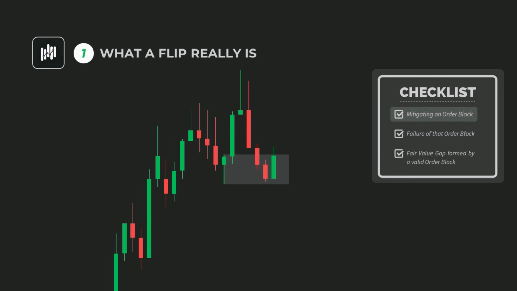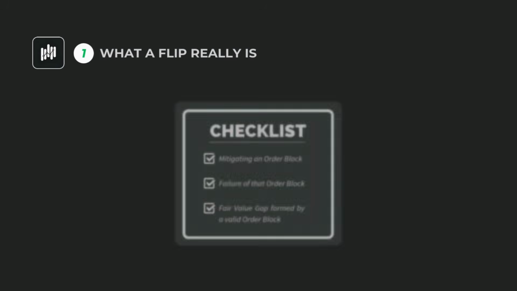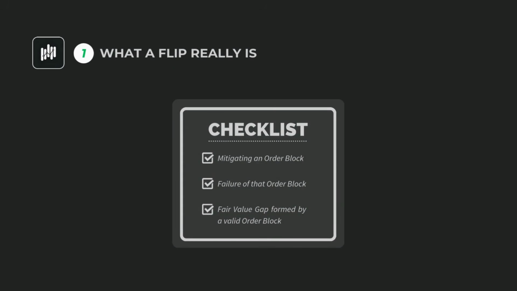1. Mitigating an order block. 2. Failure of that order block. The zone is broken with a candle close. To identify a flip, track the price action from the moment the order block is mitigated until this candle close occurs. 3. Fair value gap formed by a valid order block. The gap and the order block that created it confirm the flip. This shift from the previous order block to the new one is what we call a flip. If any of these components are missing, you're probably just looking at a retracement, not a true flip.